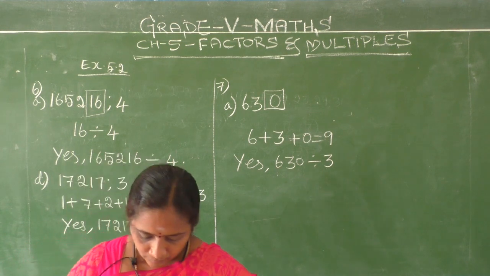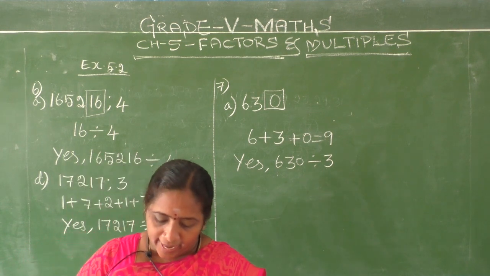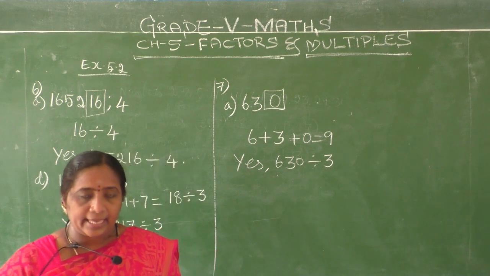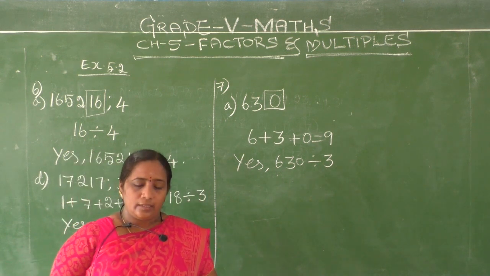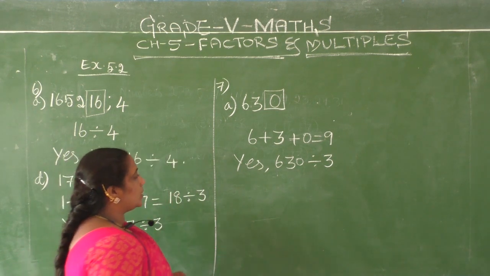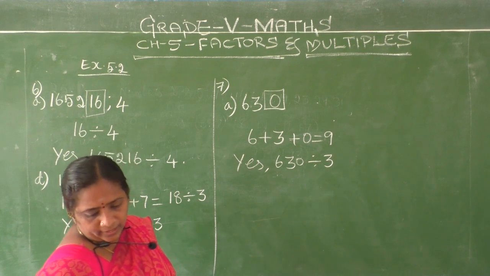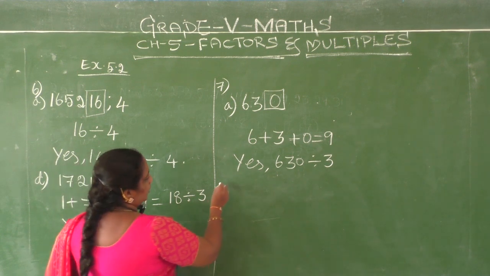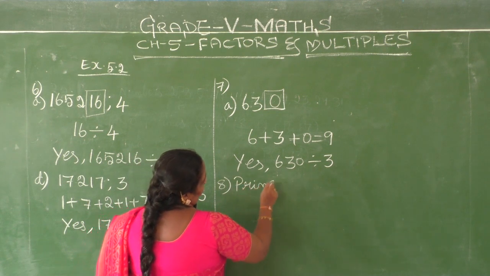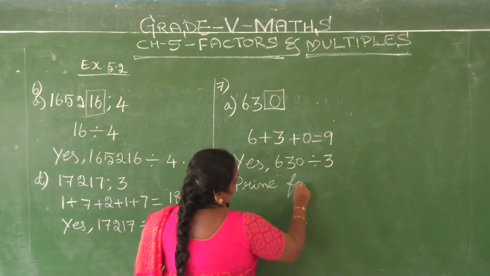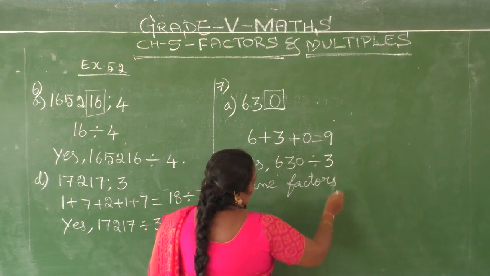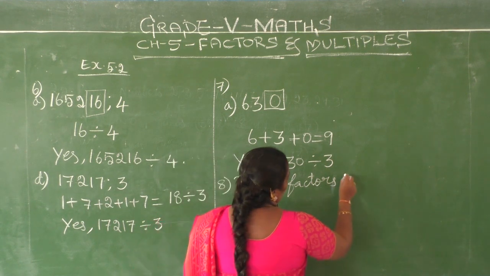Okay, next, 8th Roman. Find the prime factors of the following. In prime factors, they gave many methods, but in 8th Roman, now we are going to use the division method. Prime factors by division method. Because in your higher class you can use this prime division method only.